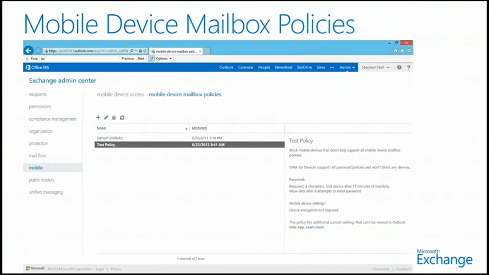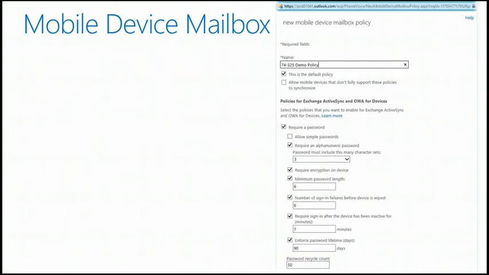So I created a test policy under the mobile device policies. Under here, you can go in and edit, or you can add a new policy. I created a 74-325 demo policy just for you guys. And I said this is going to be our default policy. I'm going to require a password. I'm going to require an alphanumeric password that must include at least 3 character sets, meaning upper, lower, number, or upper, lower, number, symbol. It has to be 3 unique character sets. I'm going to require device encryption. I'm going to require a minimum password length of 6 characters, and if they miss that sign-in 6 times in a row, that device gets automatically wiped.